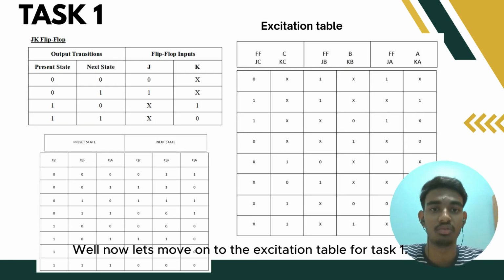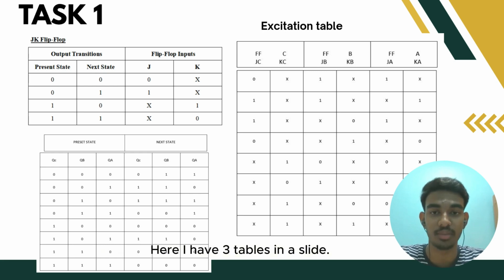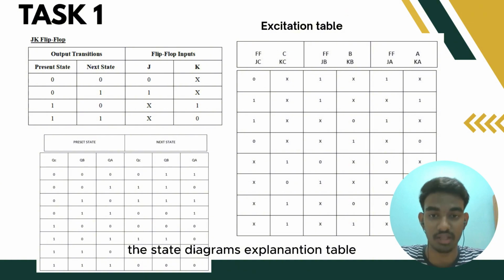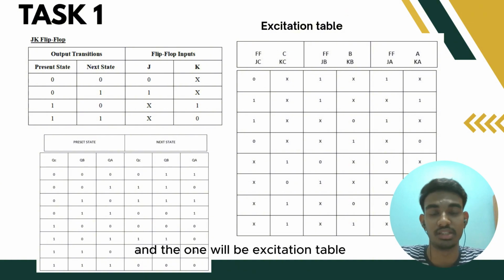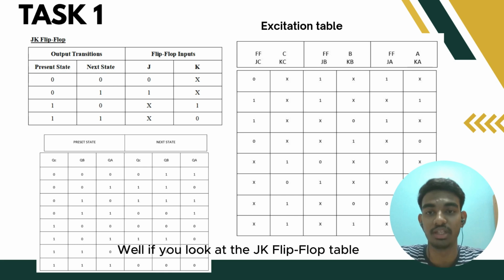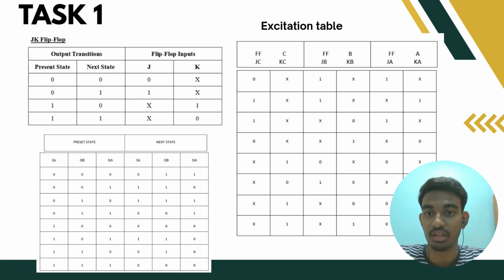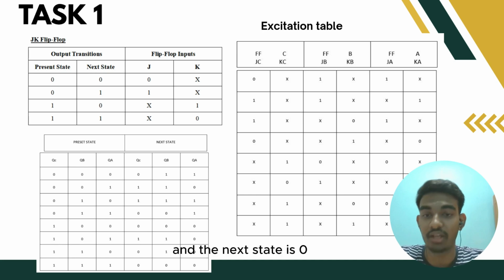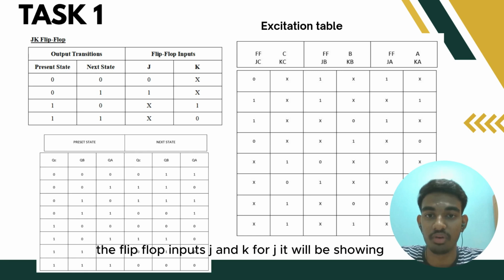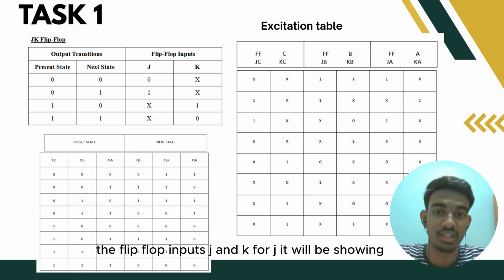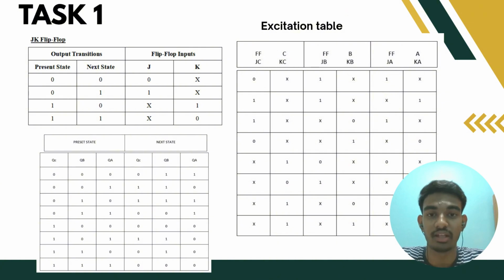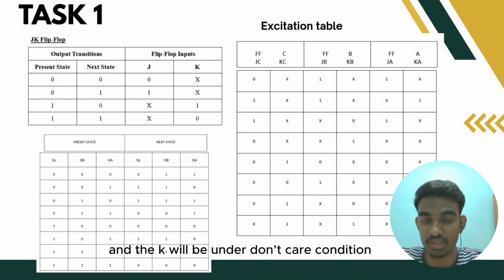Now let's move on to the excitation table for Task 1. Here I have 3 tables in a slide. The first one is the JK flip-flop table, the second one is the state diagram explanation table, and the third one is the excitation table. In the JK flip-flop table, in the output transition, if the present state is 0 and the next state is 0, for the flip-flop inputs J and K, J will be 0 and K will be a don't care condition.